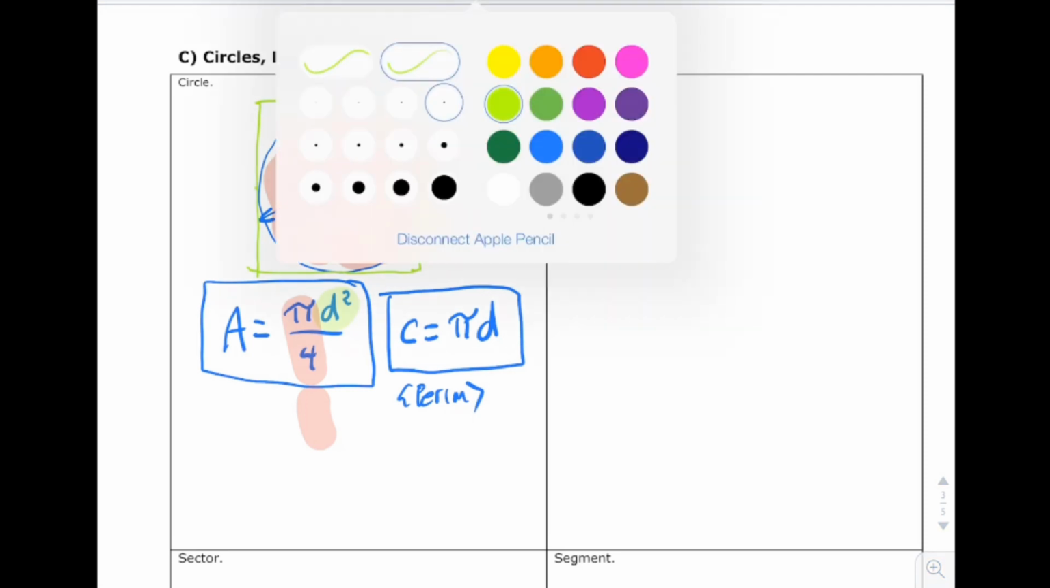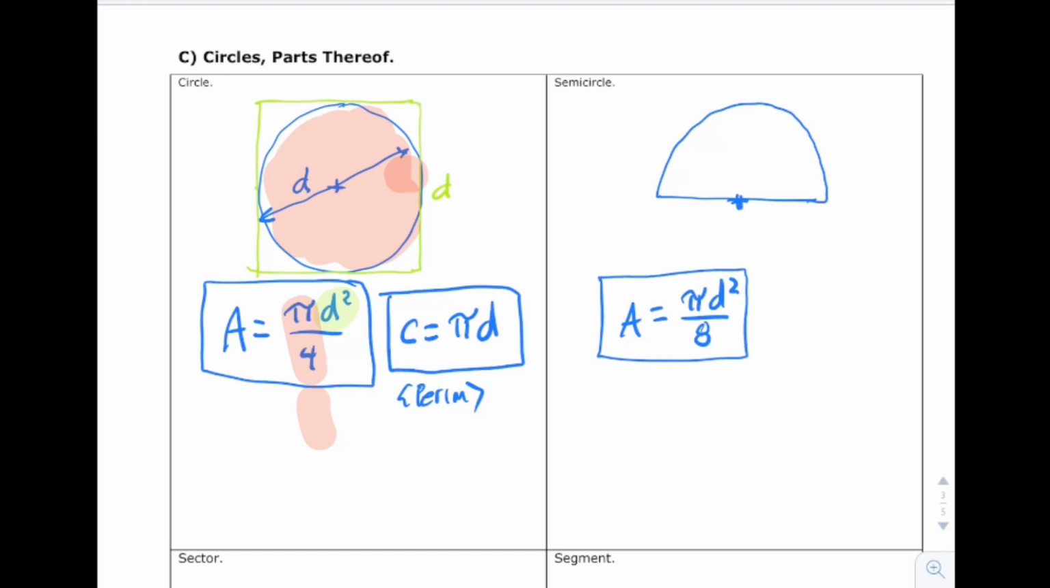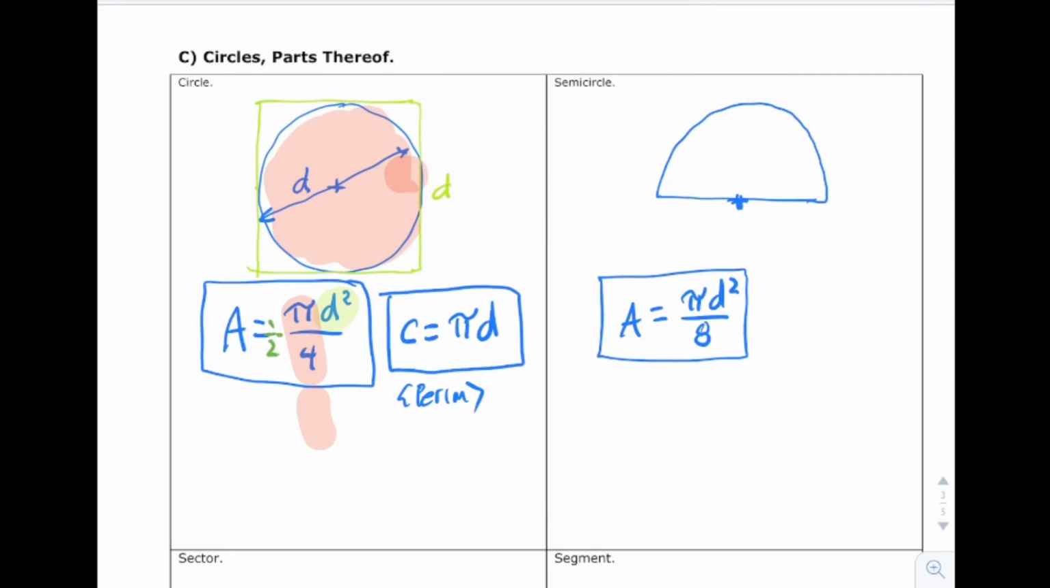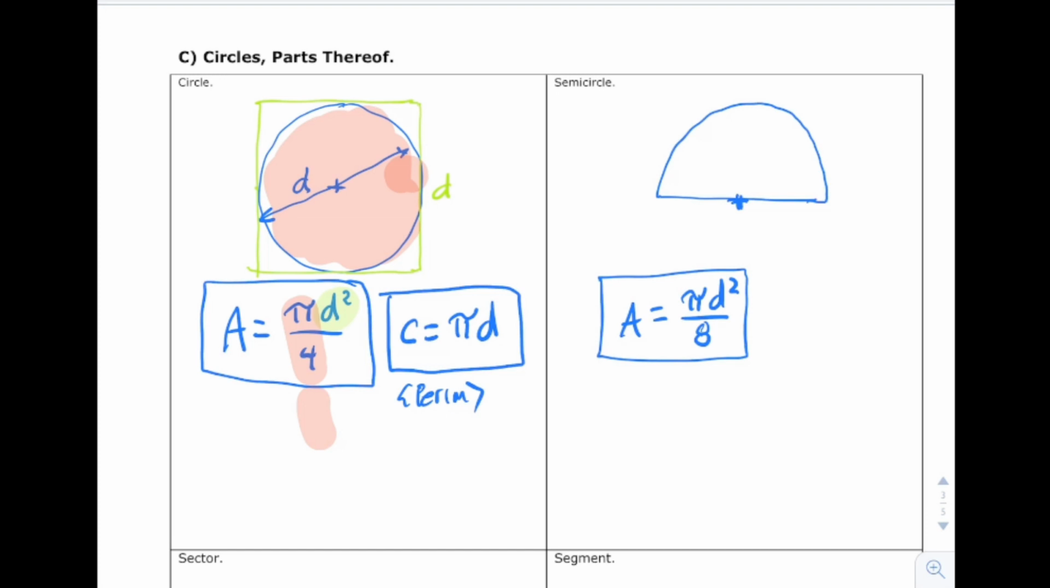Well, if you have one of those half circles, which means you cut it exactly in half, so you must have cut through the center of the circle, right? So there's the center right there. Well, guess what? The area is going to be not pi d squared over 4, but half of that. And if you take half of something, that basically means double the denominator, right? Because if you were to multiply this by 1/2, the 2 times the 4 would give you the 8. That's the area.